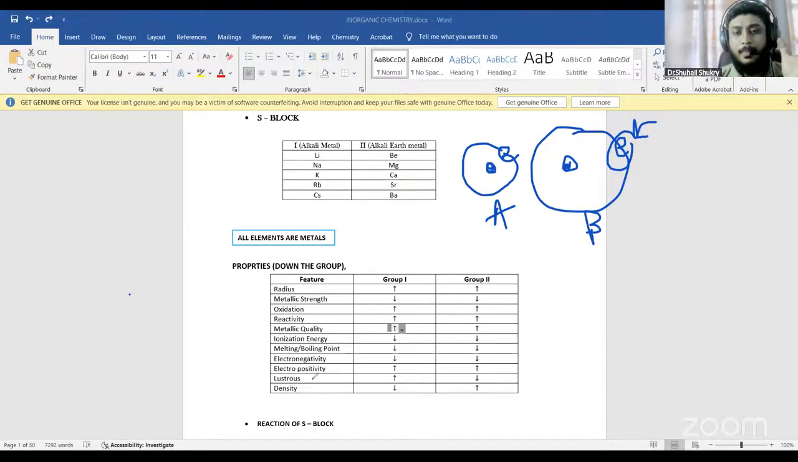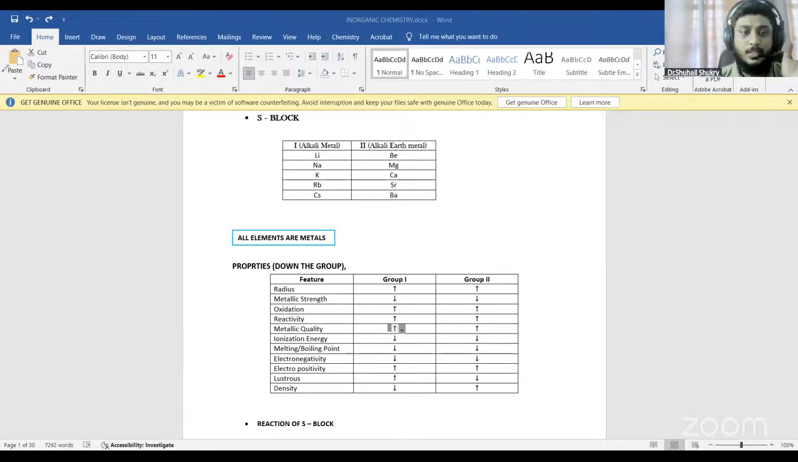Lustrous means like shining. Normally when you're going down the group, shininess increases. Density, normally when you're going down the group, for group 1, density reduces, for group 2, density increases. These you don't need to learn by heart. There's no need to memorize; understand how it works.